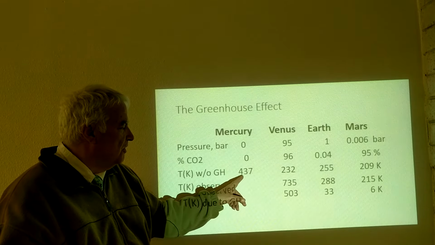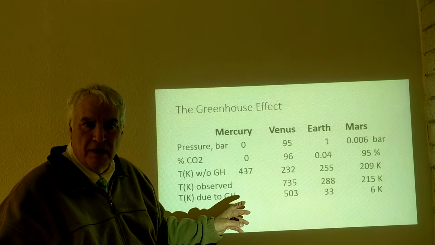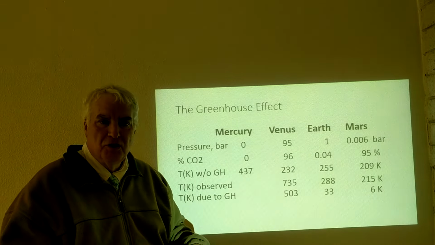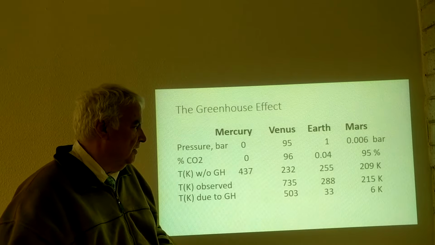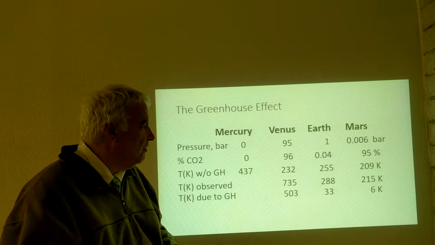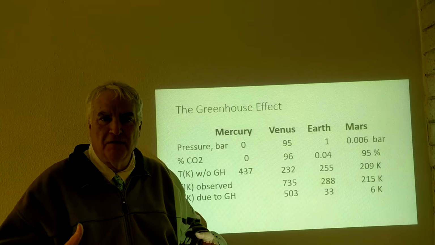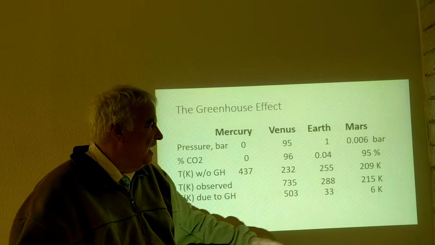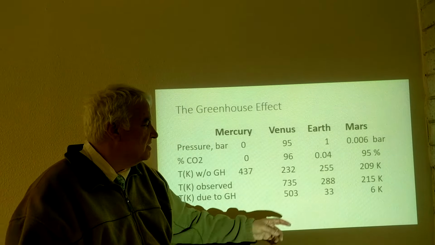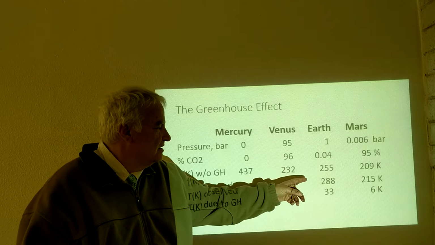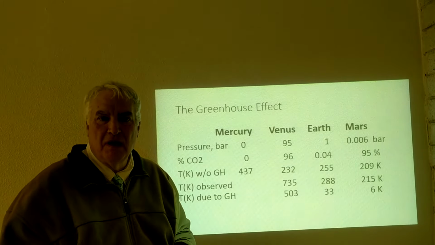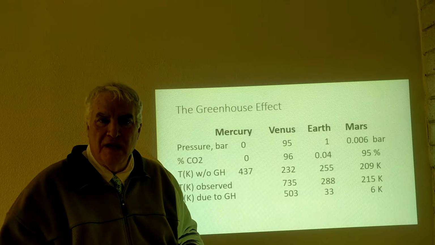are 437 degrees on Mercury. It's very close to the sun. Venus, 232 Kelvin. Earth, 255 Kelvin. Again, without the greenhouse effect, effectively no atmosphere. And Mars, lower at 209 Kelvin. Notice that Venus is less than Earth, even though it's closer to the sun. This is because the albedo of Venus is taken into account.